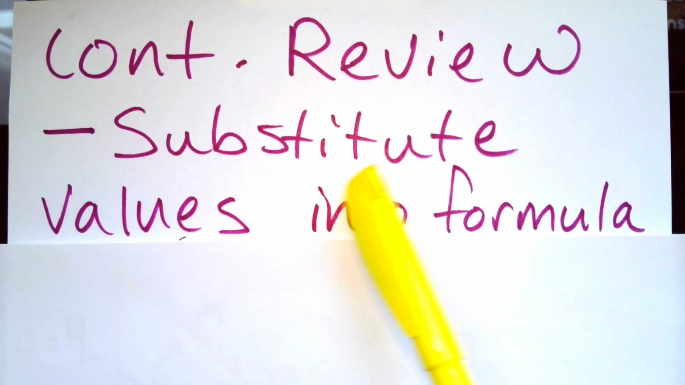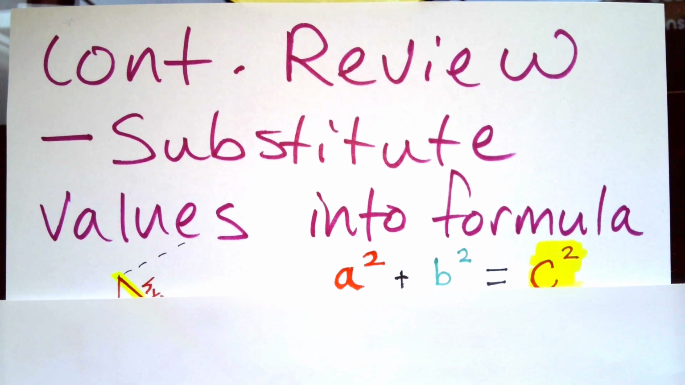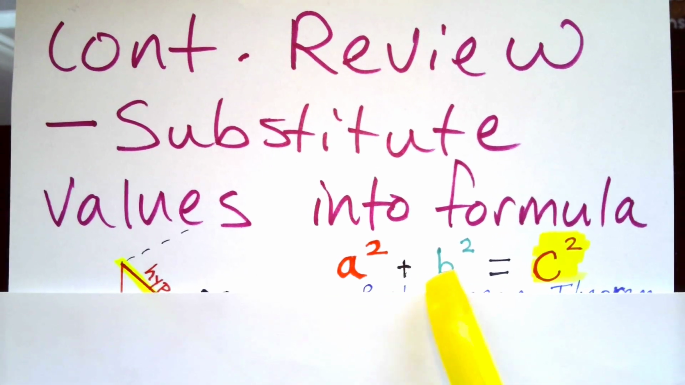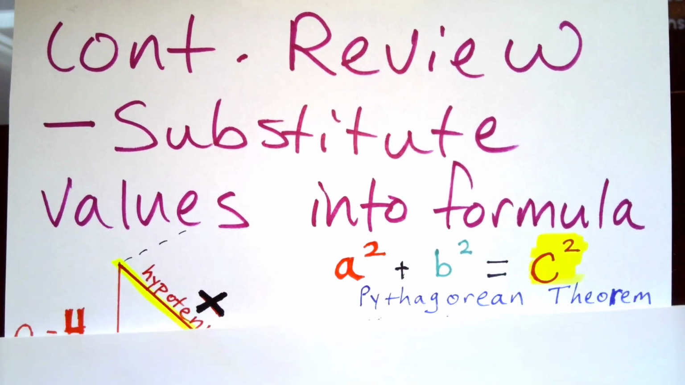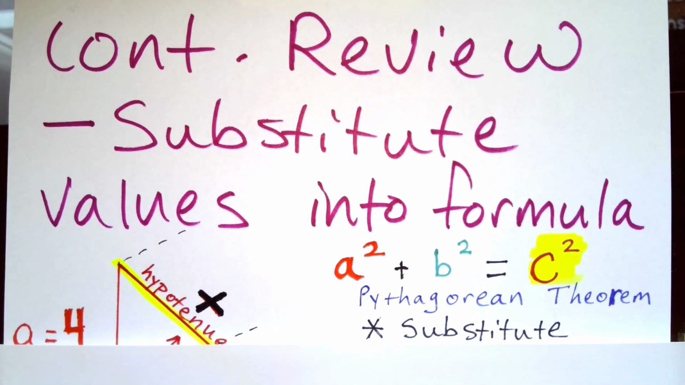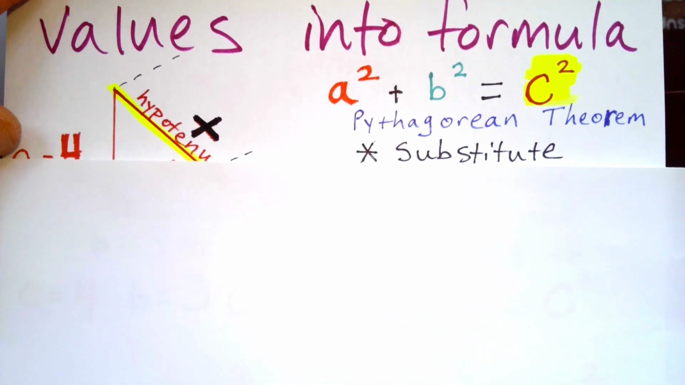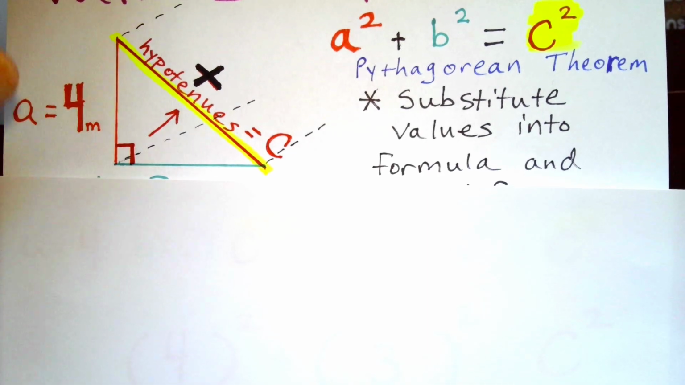So continuing the review, we're going to substitute the values into the formula. So I'm going to show you here. This here is Pythagorean theorem's formula. A squared plus b squared equals c squared. Okay. And if you're unfamiliar with how to use this particular formula, please check out my videos. I've made a bunch of videos on how to use this formula. And so again, I'll go over it pretty quickly today in review. But essentially, when you label your legs and or the hypotenuse, you're going to substitute those values into the formula.